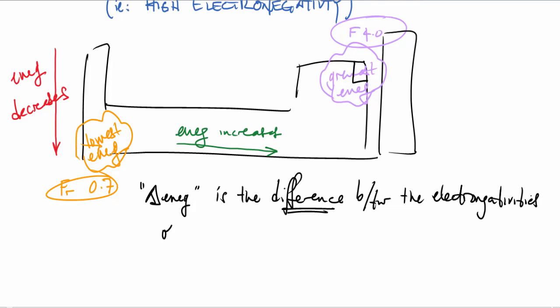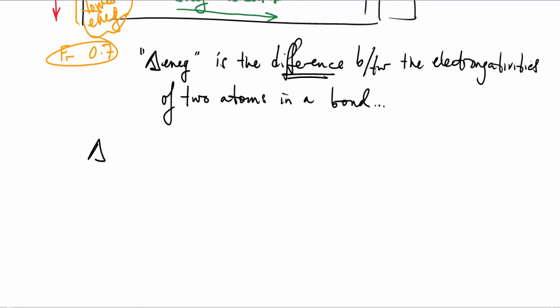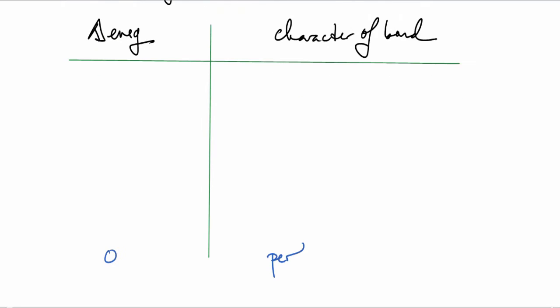So for example, if two atoms are bonded and the expectation is that they're so-called sharing an electron, of course, if one is more electronegative than the other, then they'll share unequally. So let's make a chart. Here we have the change in electronegativity, or the difference in electronegativity between the two atoms on the left, and on the right we'll have the character of the bond.